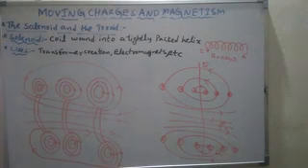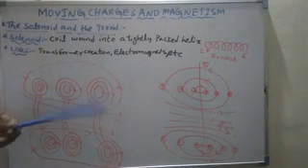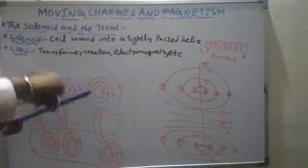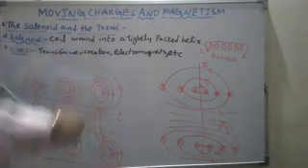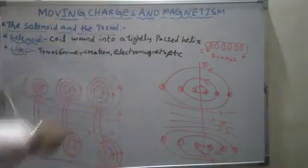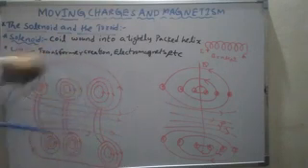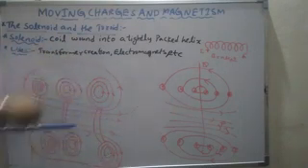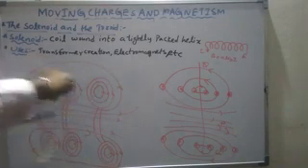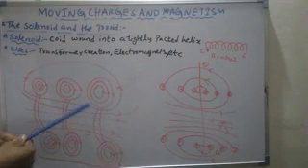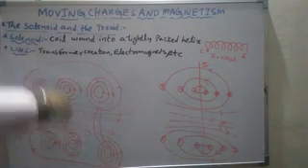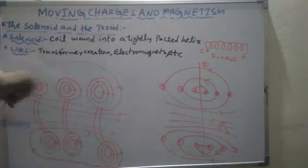What is meant by a solenoid? A coil wound into a tightly packed helix. Suppose I take one rod, and on this rod I wind a coil into a tightly packed helix. It is tightly wound, closely wound. This is called the solenoid: a coil wound into a tightly packed helix.